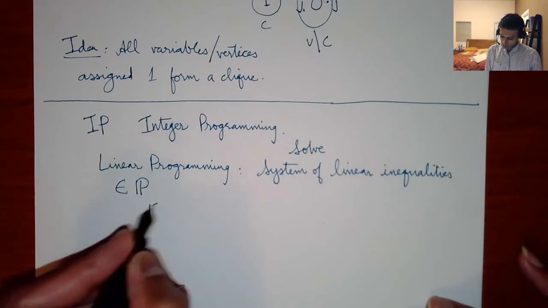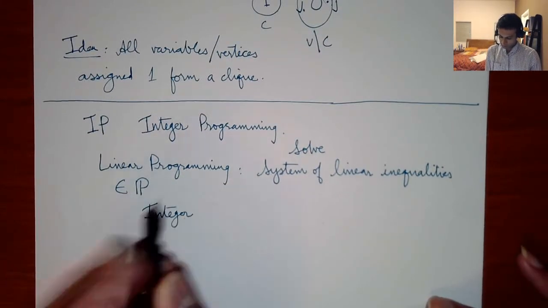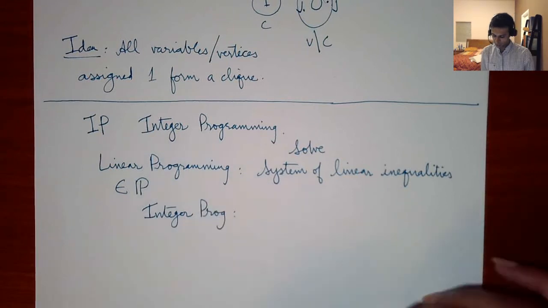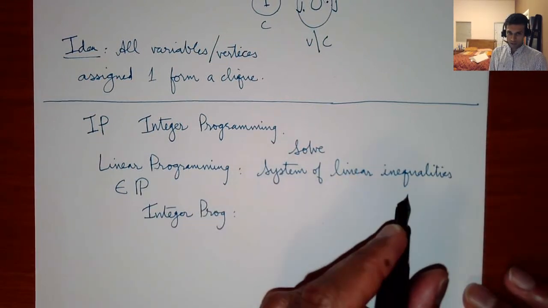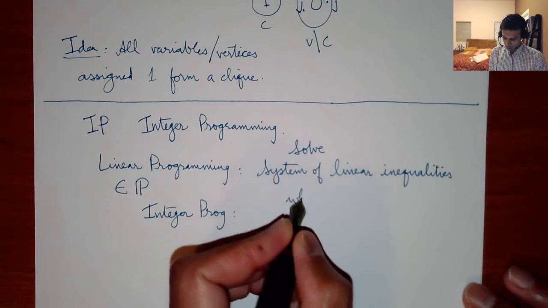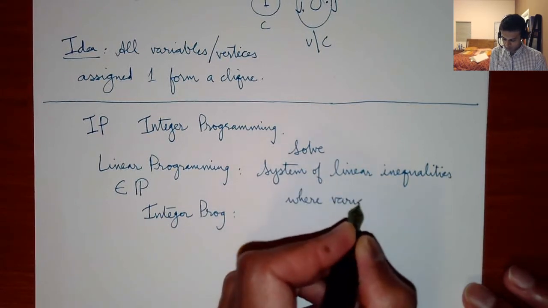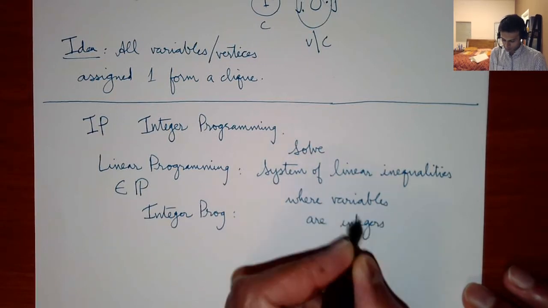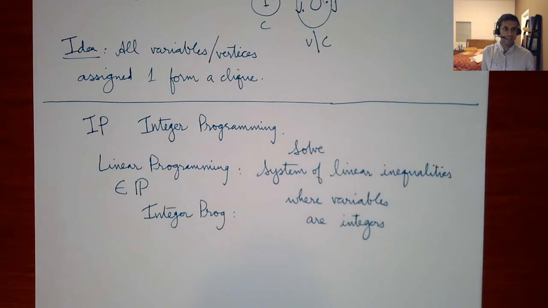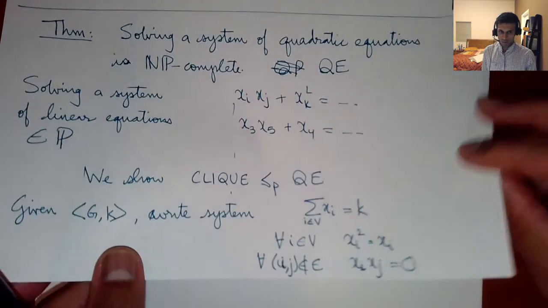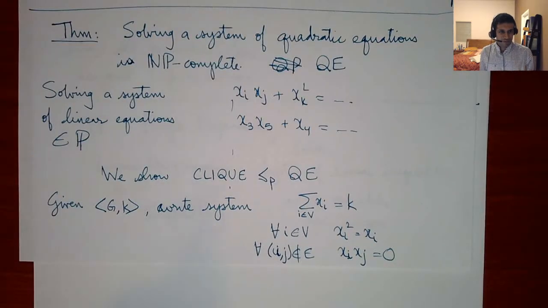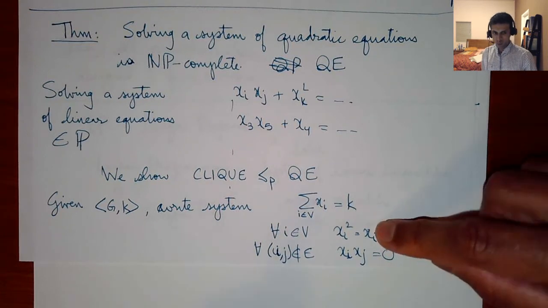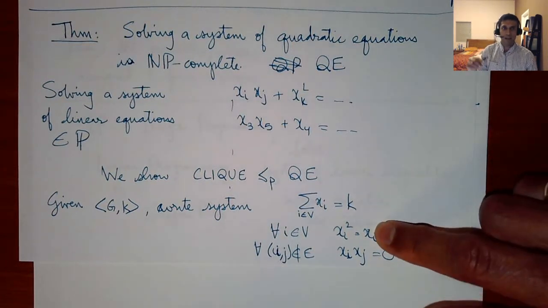Now, what is integer programming? Integer programming is a system of linear inequalities where the variables are integers. So we force the variables to be integers. And you can already see that the quadratic program that we wrote has this flavor, because this quadratic condition simply forces xi to be an integer.